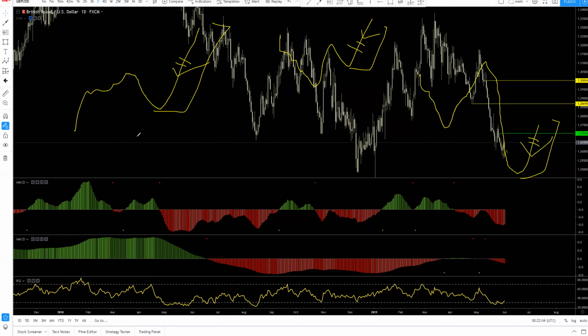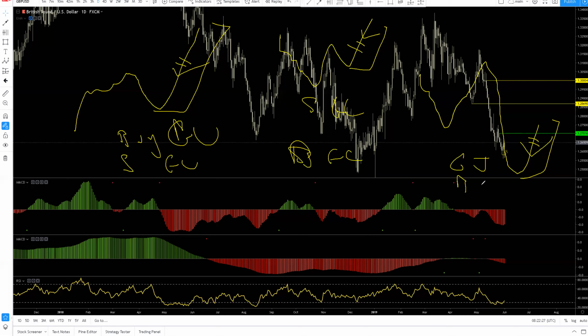So that means I will not buy pound dollar and sell pound cat, nor will I sell the pound yen. Likewise, if I'm looking to sell the pound dollar, then I will not look to buy the pound cat, nor will I look to buy the pound yen, basically. All right, so let's go look at the charts.